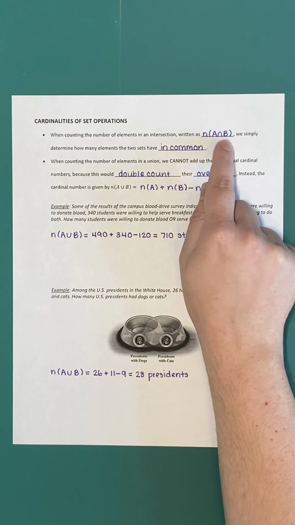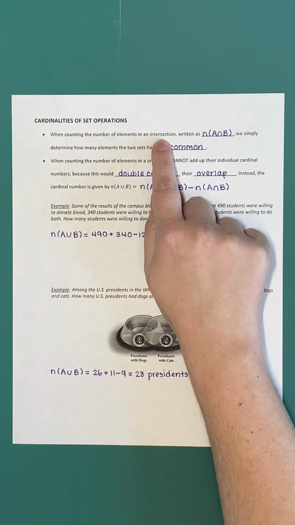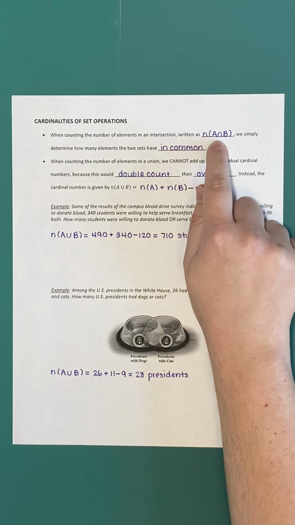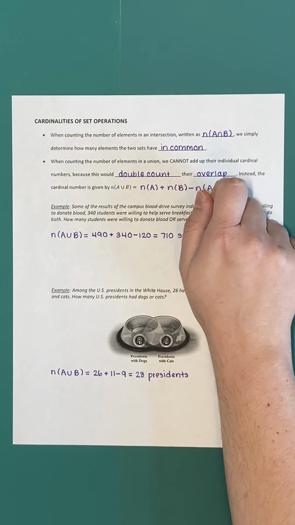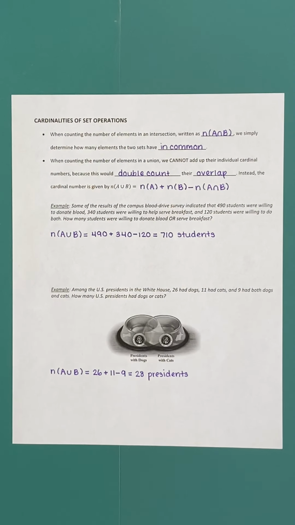So the n of notation, that's our cardinal number notation. If we want the cardinal number for the intersection, we're just going to write the intersection, and that tells us we're counting for that particular region. And again, that just means look at the sets, identify what they have in common, just count those. Now, if we're counting a union, it's a little bit different. It's a little bit more complicated.